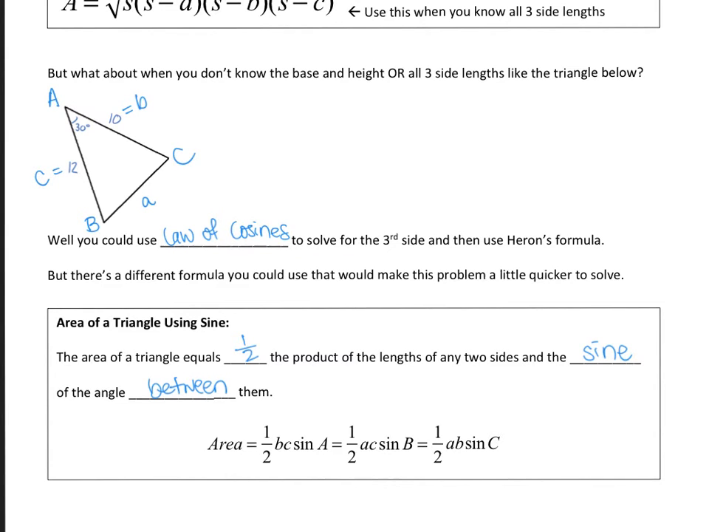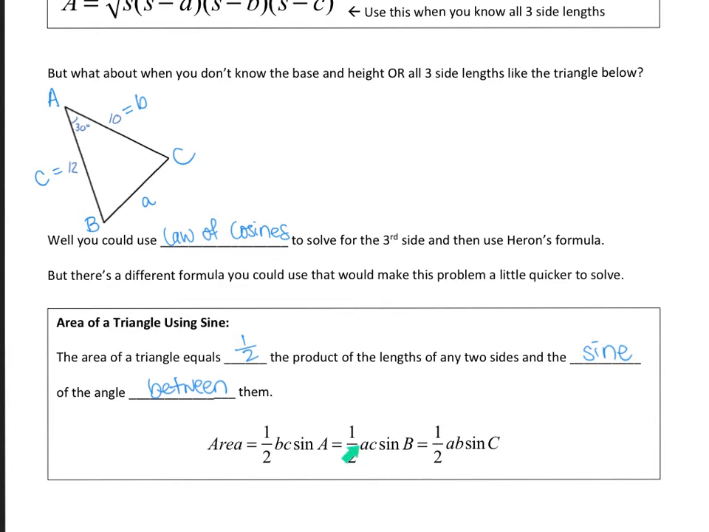Based on how I labeled that triangle ABC, you could then label each side. And remember, matching letters have to be going across from one another. So I said that 10 was side B because the angle across from it, I call it angle B. All right, so now we can see that the two sides that we know in this triangle above are B and C. And so we're going to use the formula that has the product of B and C.